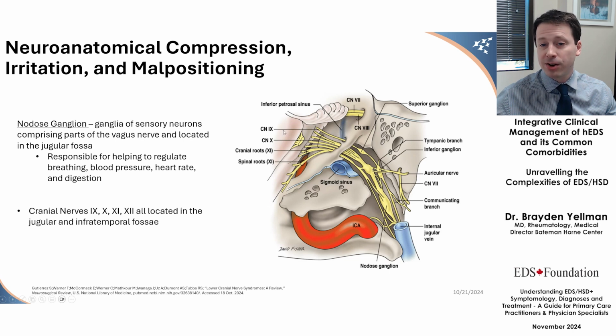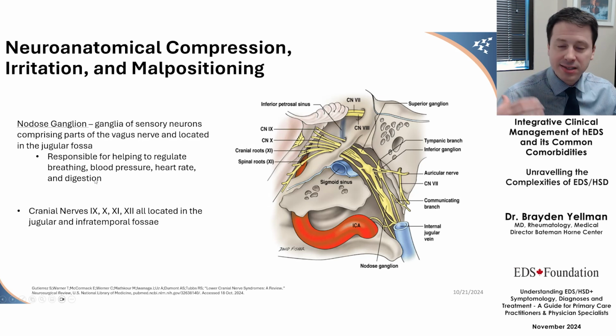Look, we've got cranial nerves 9, 10, 11, and 12 that run through this area. We've got the nodose ganglion, which is a ganglia of sensory neurons that are part of the vagus nerve located in this jugular fossa. And that ganglion is responsible for regulating breathing, blood pressure, heart rate, and digestion.